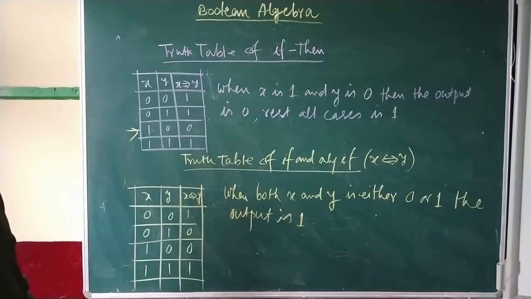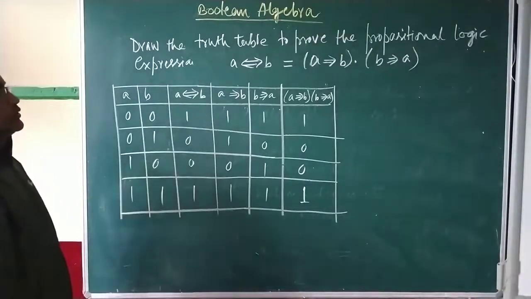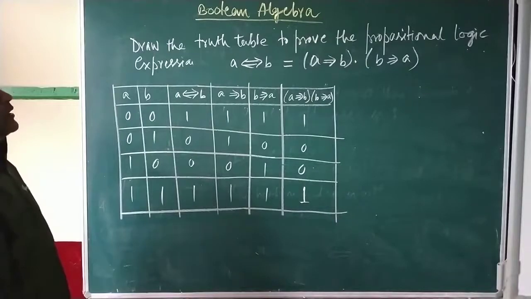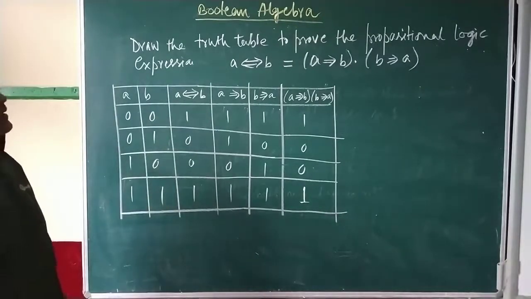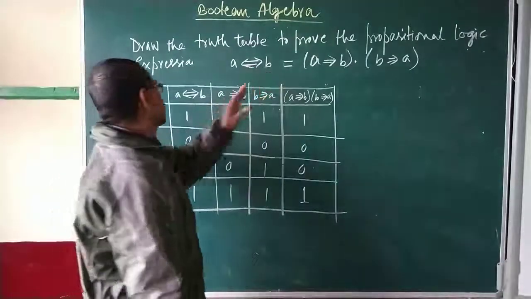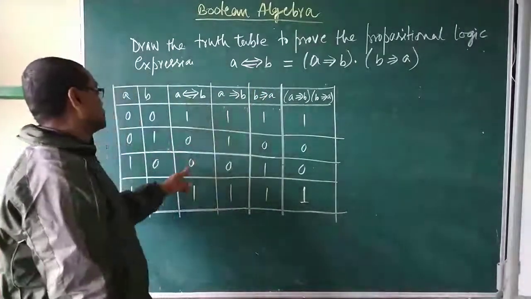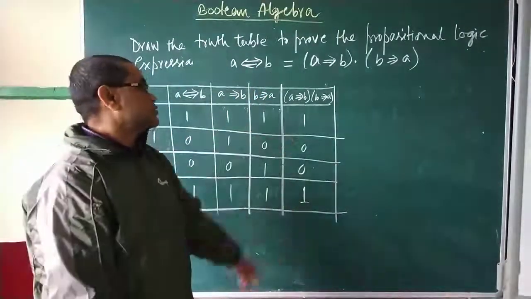Now next I will show you one question, a board question. You can see: draw the truth table to prove the propositional logic expression A if and only if B is equal to A if then B and B if then A. So you have to prove that the left hand side and right hand side are equal. See, my left hand side is 1 0 0 1 and the right hand side is also 1 0 0 1.